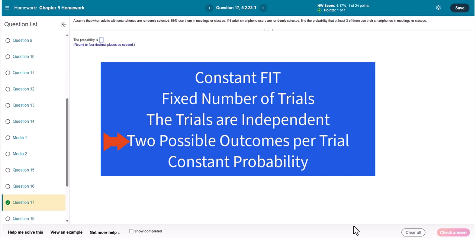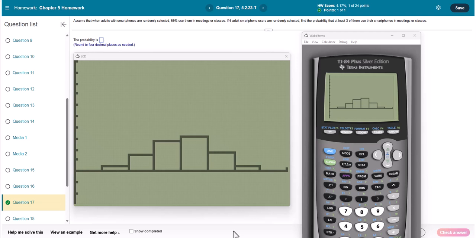There are 2 possible outcomes. They either use their smartphone or they don't. And there's a constant probability, that is, there's a 59% likelihood that any one of them would use their smartphone in meetings or classes. I'm going to use the TI-84 to explain the probabilities involved in this problem.